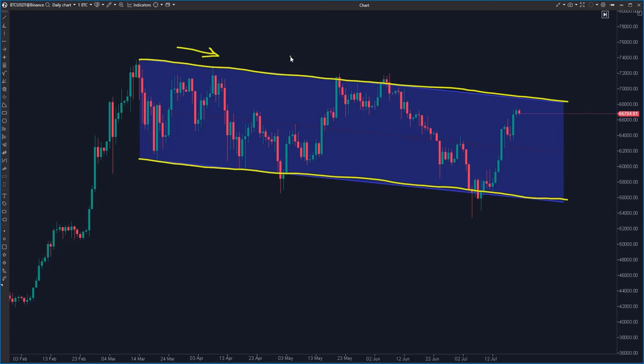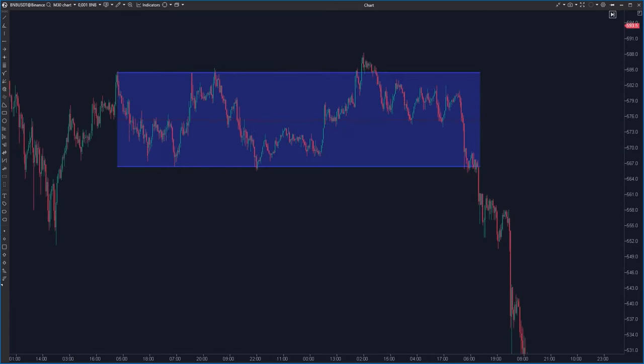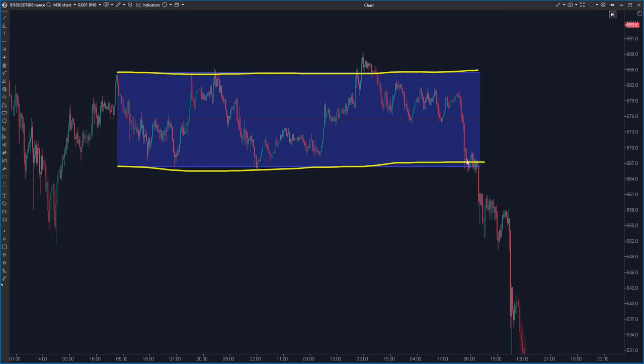The third type of channels is the horizontal range, where the price is neither rising nor falling. This is the BNB chart, and these lines are parallel. These are horizontal lines. At the end of the channel, there is usually a breakout in the opposite direction. Until then, however, we can very elegantly trade reactions to parallel lines.